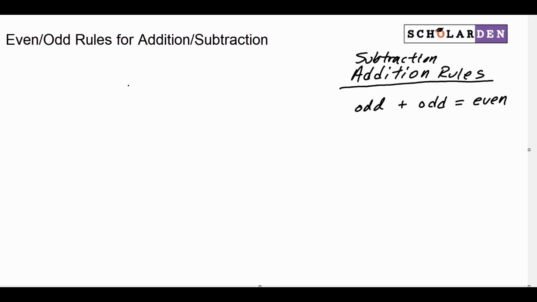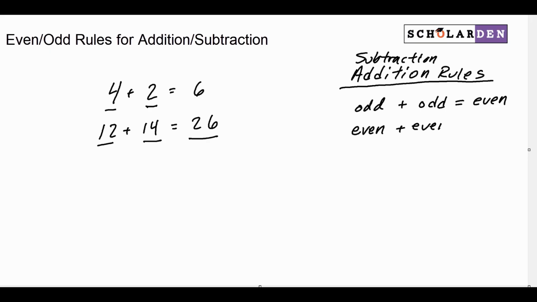What about an even plus an even? Well, let's just try an example. 4 plus 2, 6. 12 plus 14, 26. So it seems like when we add two even numbers, we get an even as well. So even plus even is even.